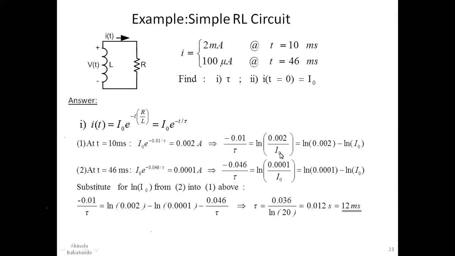I naught is one of the unknowns, so we can just go back and substitute. Okay, if you do that, what you will find is this. Using equation 1, you can just substitute the value of tau, 12 milliseconds, into that equation, and then you will find your I naught to be 4.6 milliampere.